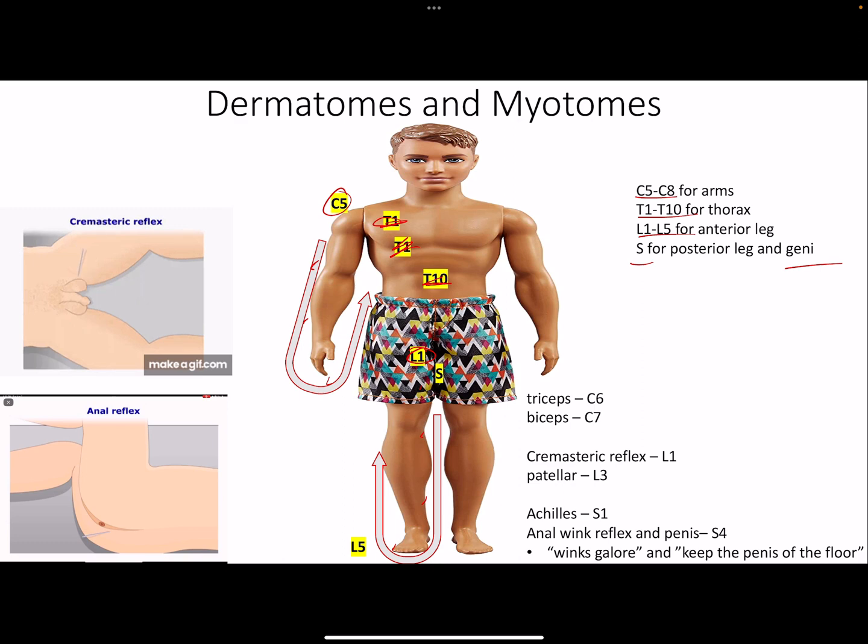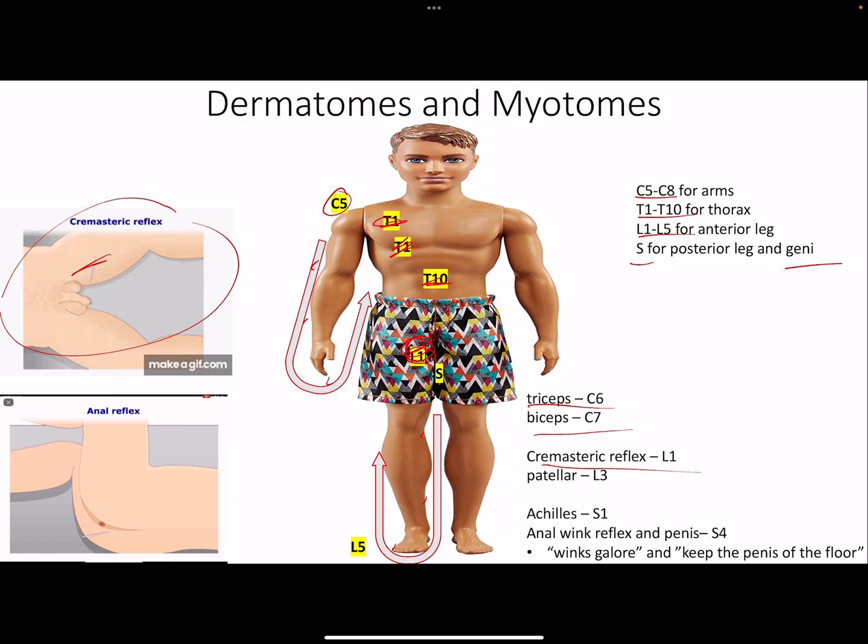Now a couple of reflexes you should know: C6 with the triceps, biceps, C7. Cremaster reflex right here, L1. Kind of makes sense. That's sort of where they're being stroked. I don't know the right word. Patellar, I think L1 to L5, what's in the middle?